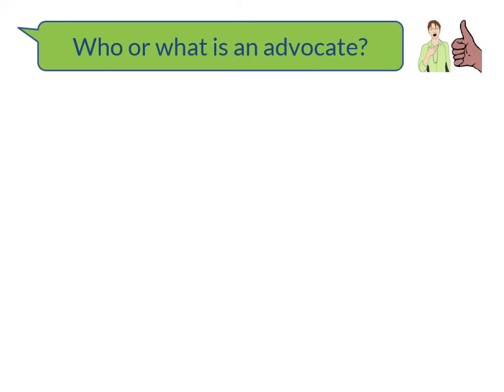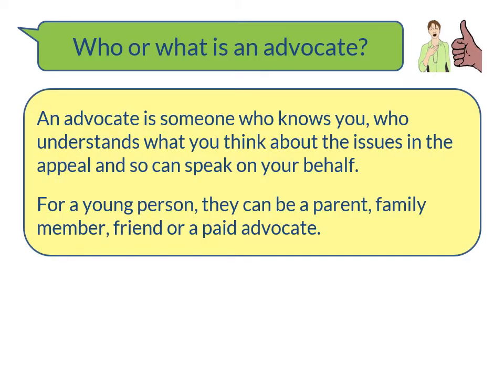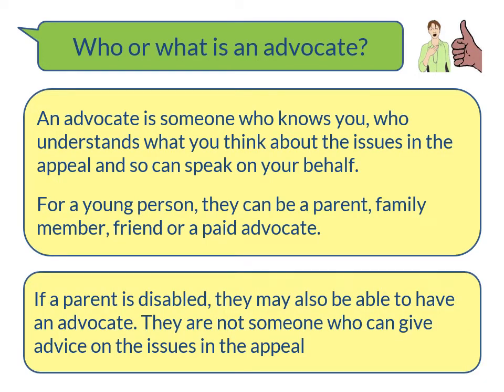So who or what is an advocate? The introductory notes explain that an advocate is someone who knows you, who understands what you think about the issues in the appeal, and so can speak on your behalf. For a young person, they could be a parent, a family member, a friend, or a paid advocate. If a parent is disabled, they may also be able to have an advocate. An advocate is not someone who can give advice on the issues in the appeal.